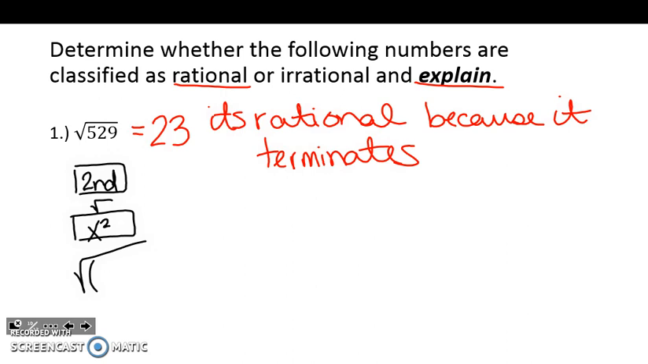Notice it doesn't fill up our entire calculator, okay? It terminates. So we're using that vocabulary that we got from that definition. It terminates. It's a whole number, okay? So it terminates. It ends, all right?